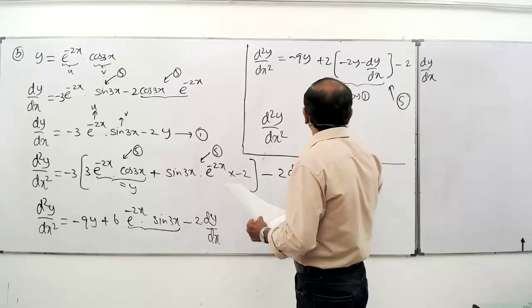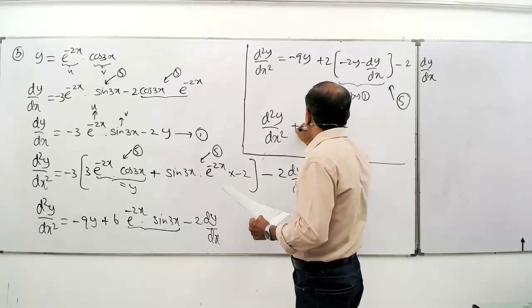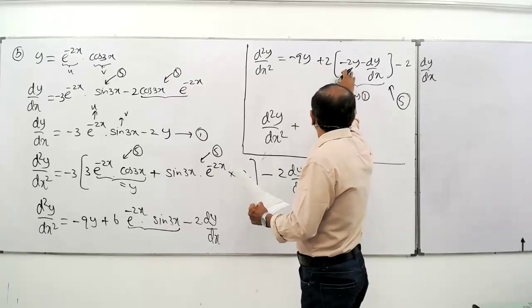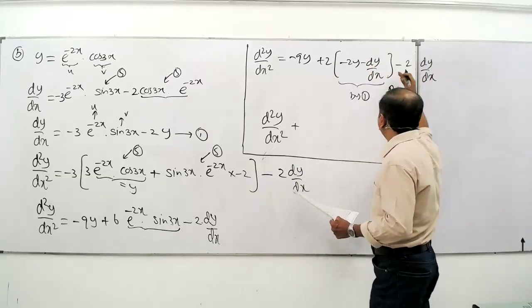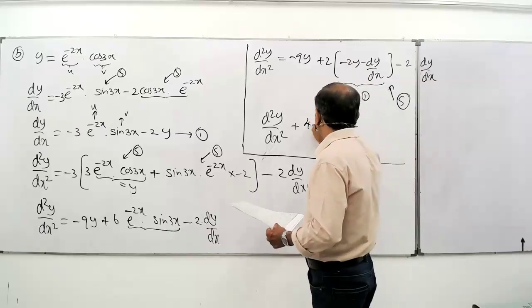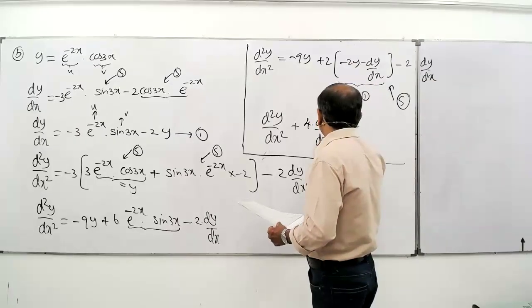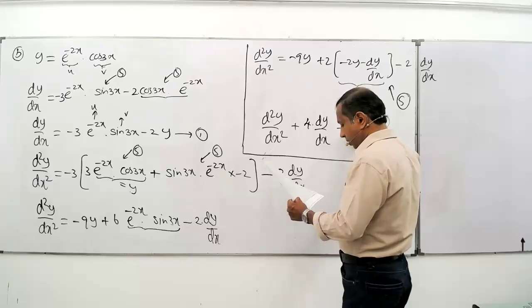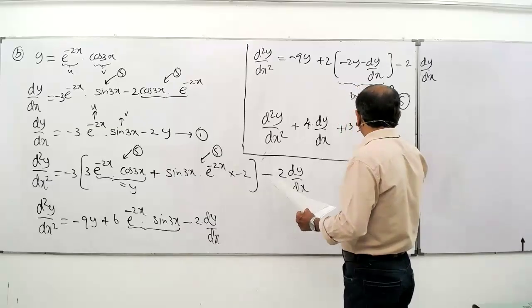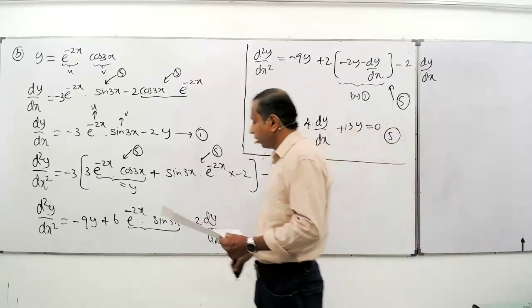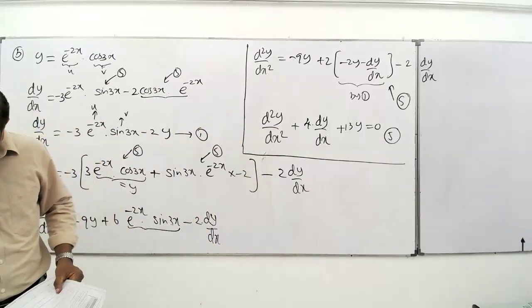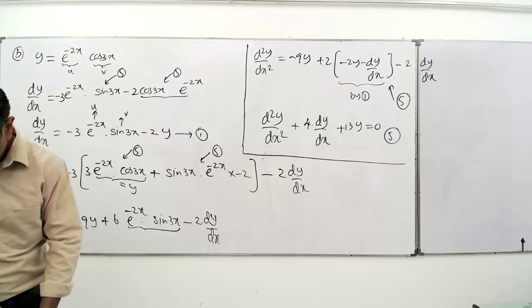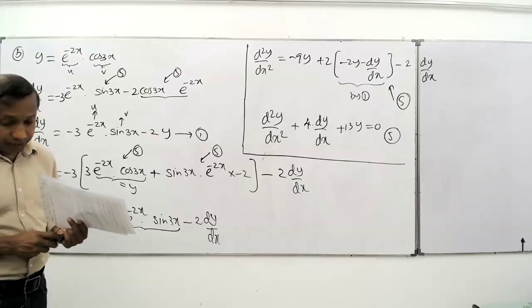Okay, so I read minus 13y. No, this is minus 2 dy by dx minus 2 dy by dx minus 4 dy by dx, or 4 times dy by dx, right? Plus 13y equals 0. Number 5. Marks 5. Right. Okay, part C now. Okay, part C.